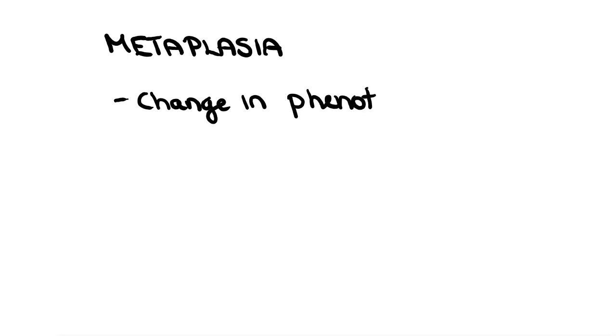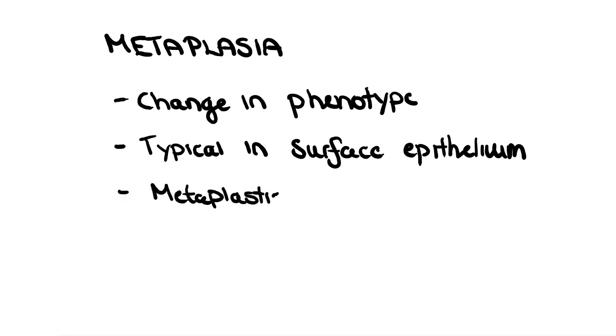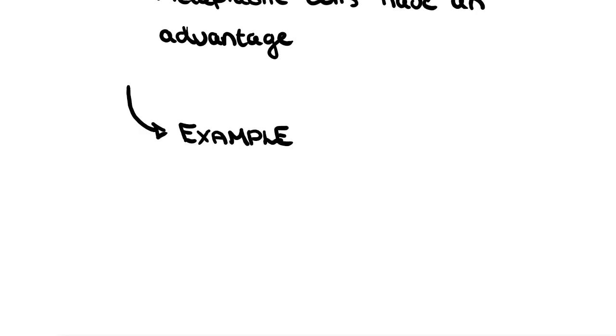Alright, now what if we don't look at the size and numbers, but rather the morphological changes of an organ in response to changes in stress? We call this process metaplasia, and it typically occurs in surface epithelium, changing from one type to another. This change occurs because the metaplastic cells are better capable of handling the stress. A great example of this is Barrett esophagus.